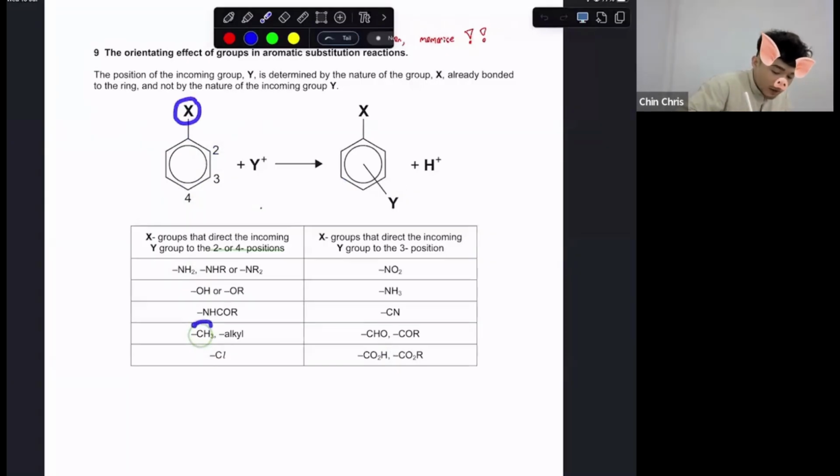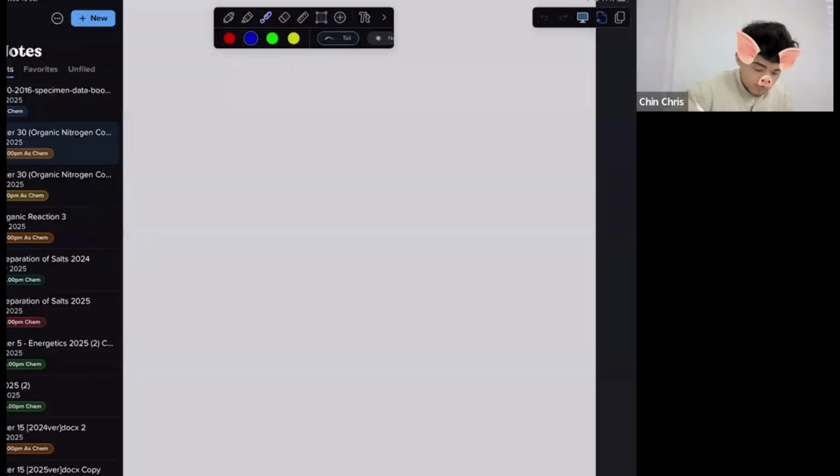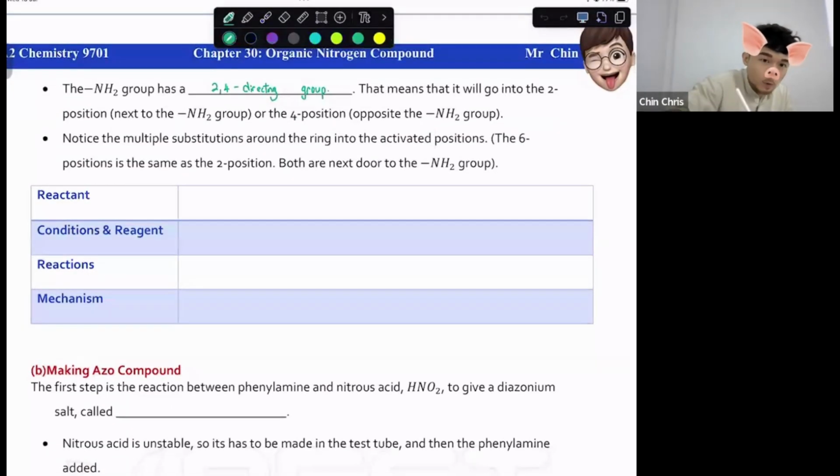If your X is a CH3, then the incoming group is going to be 2,4,6. Let's say you have CH3 at X, then undergo nitration. Still 2,4. It depends on what is bonded, not what is coming in. What is coming in doesn't matter. What is bonded matters. If nothing is bonded, then anywhere.